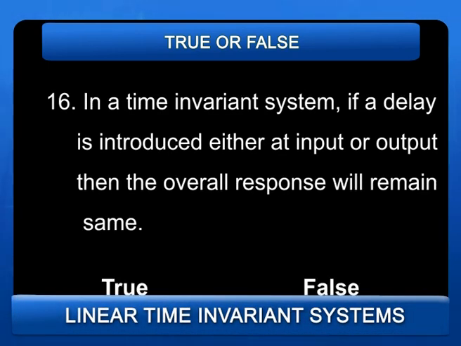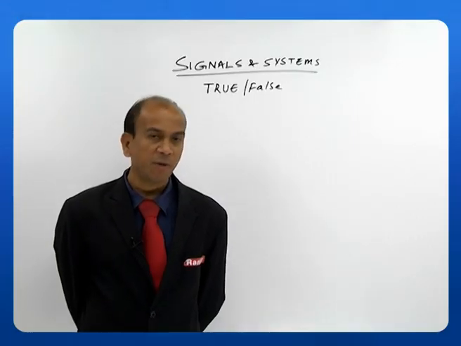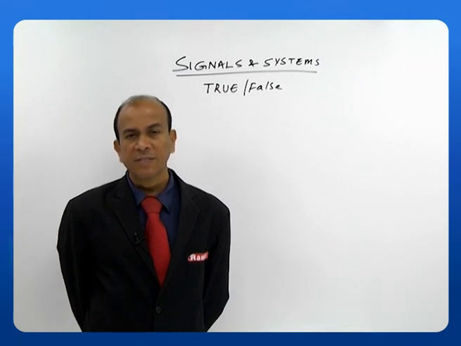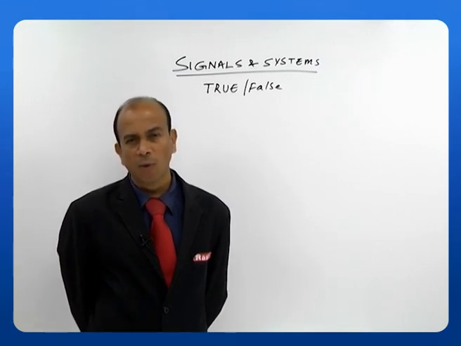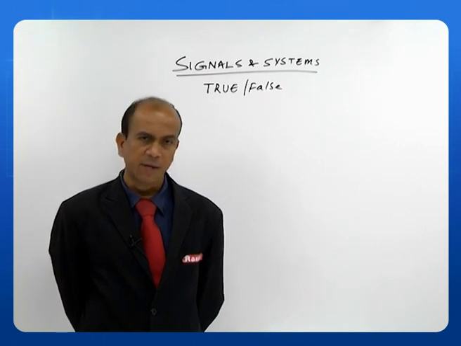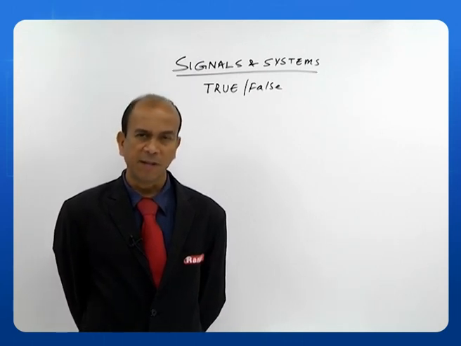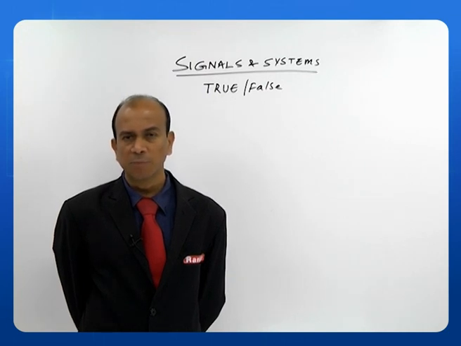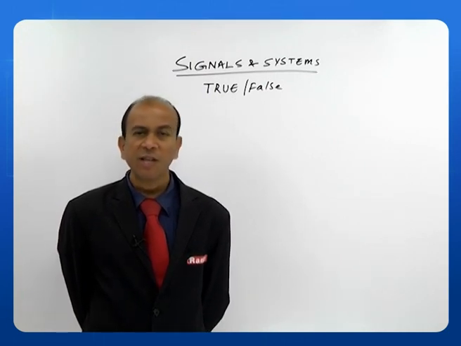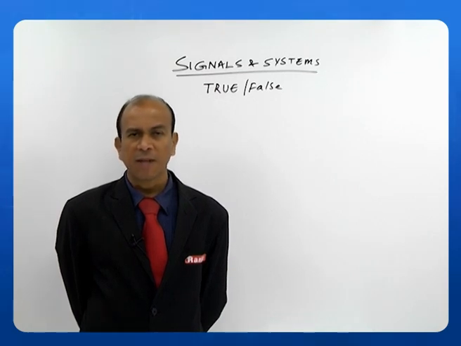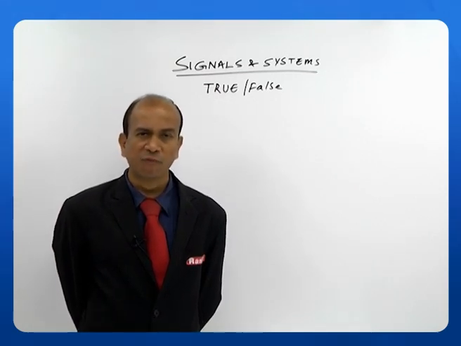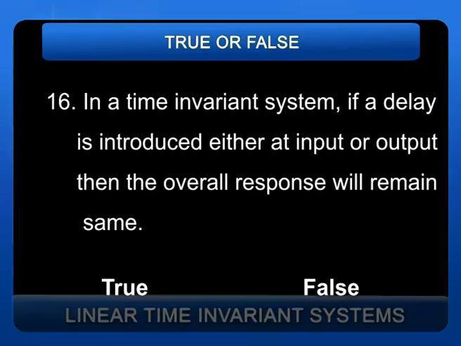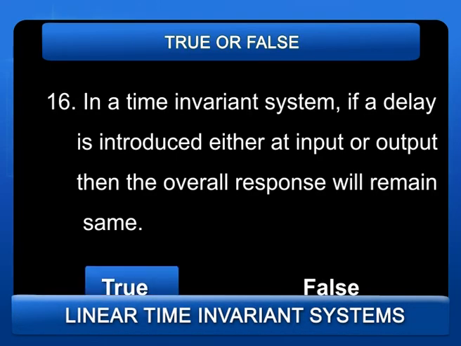Let us see question number 16. In a time invariant system, if a delay is introduced either at input or output, then the overall response will remain the same. So we are talking about a time invariant system, and about a delay introduced either at the input or the output, and we are saying that the overall response will remain the same, which is true, isn't it? Because that is the property of time invariance. Even if there is a delay introduced in the input or the output, the overall response essentially remains the same. This is one of the characteristics that define the time invariance of a system. So the answer for question number 16 is true.